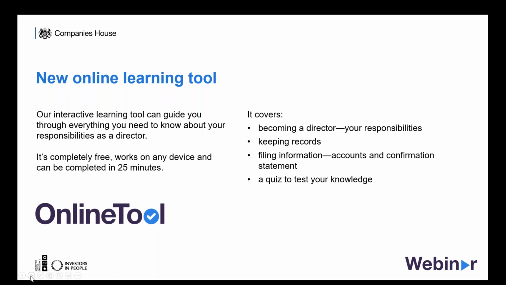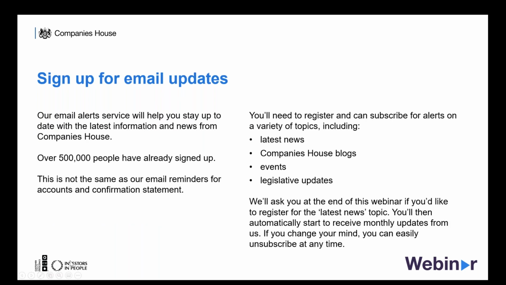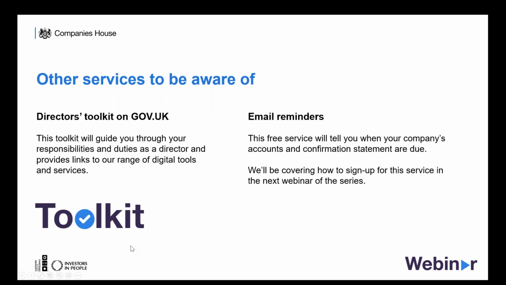Now, I mentioned email updates. It's really worth signing up to email updates so we can keep you informed of any changes and the latest news from Companies House. This is separate to the email reminder service that lets you know when your filings are due if you have a company, and it's really quick and easy to sign up to our email updates. Talking of email reminders, if you've got a limited company, make sure you also sign up for email reminders so we can tell you when your annual filings are due. You can choose up to 4 addresses, so make sure you don't miss out on those important deadlines.